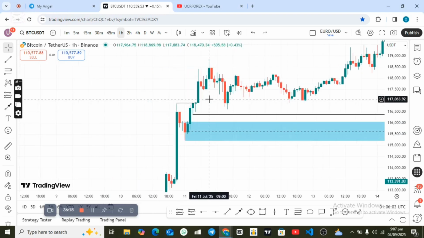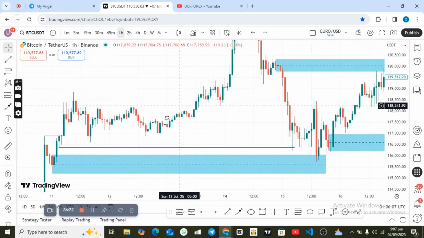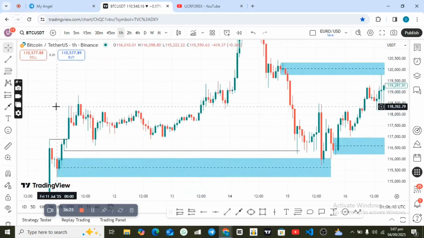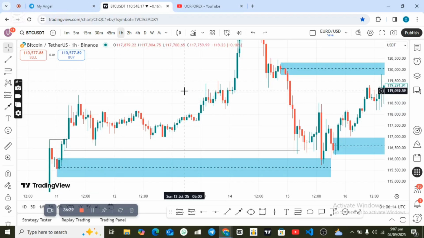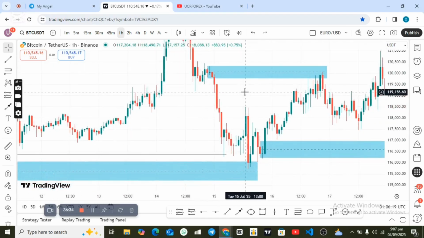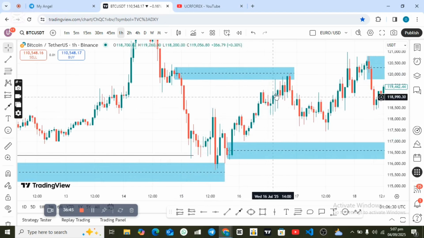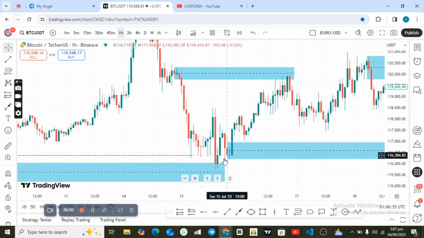You can see, then I waited patiently. There is no need to rush. You see how long this thing took? We marked this POI on 11th of July, and we left everything until 15th of July, Tuesday. That is 4 days. Something we marked on the 11th came back after 4 days. You can see price rewarding your patience. Very, very nice. You can see this is how it played out.